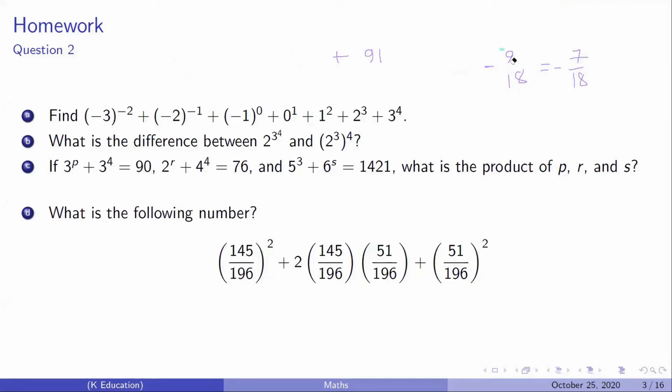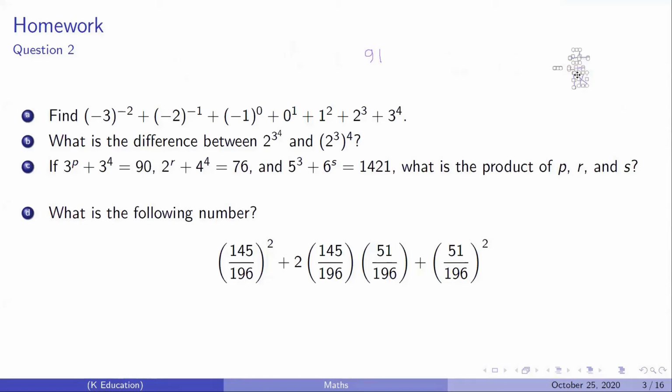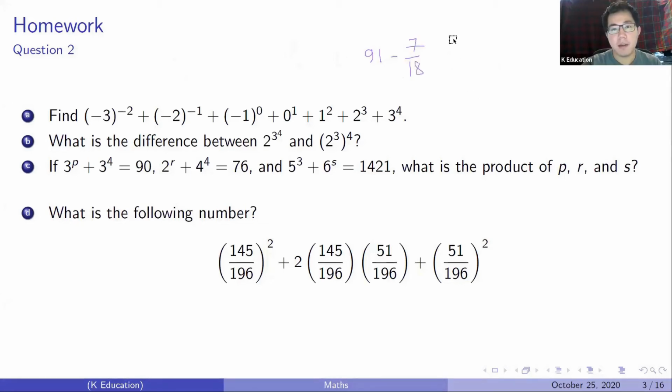So our final thing is 91 minus 7 over 18. So we just have to do that. It's going to be a bit tricky, I guess, because the numbers involved are kind of big. But this is right, so if you work this out, it should be the right answer. You can save yourself some trouble by separating the 91 into 90 plus 1, right? You don't want to do 91 times 18. So this is 90 plus 1 minus 7 over 18, and this one you can do easily.